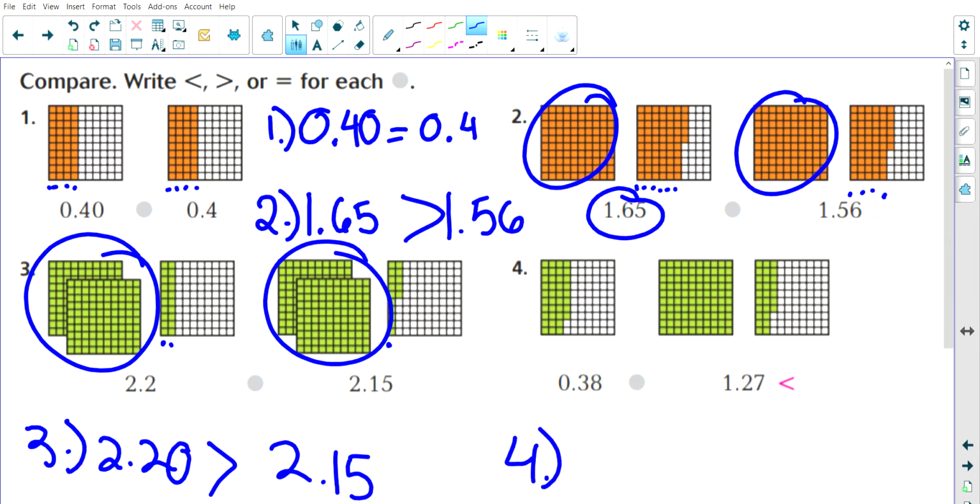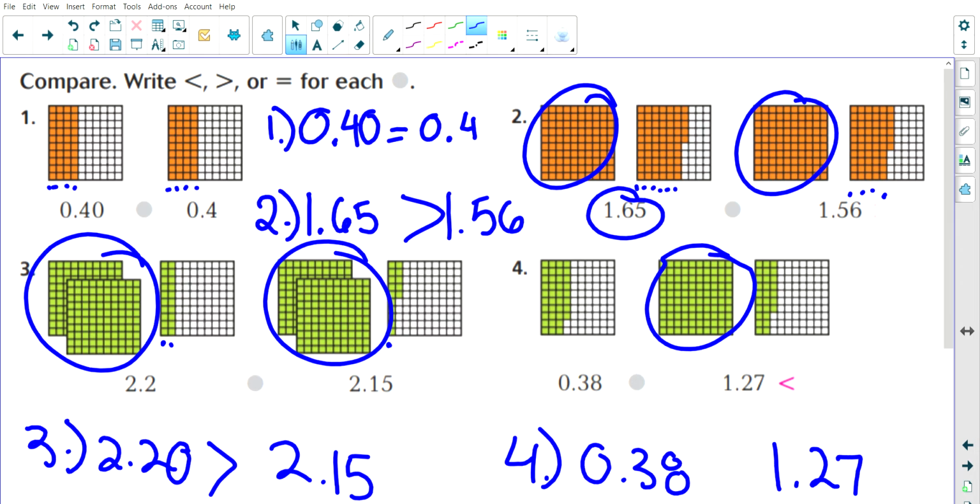Okay, next, number 4. I see we have 0 and 38 hundredths compared to 1 and 27 hundredths. So looking at the models, I see this has no wholes, while this has 1 whole. Right off the bat, before even having to compare the decimals, I can see that because the second model has 1 whole, it is automatically greater.